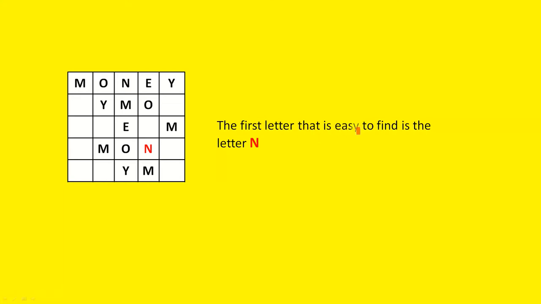The first letter that is easy to find is the letter N. So if you focus on that square there, we already have M, we already have O. Now you've also got to take into account the diagonal, because remember the diagonal counts. There's no N in either the diagonal or the column, but there's an E and there's a Y. So that's why that N there is very, very easy to find. So we can put the letter N in, and I've just done it in red to show you that that's the one we've added. Let's look at the next slide to see if we can find another letter.